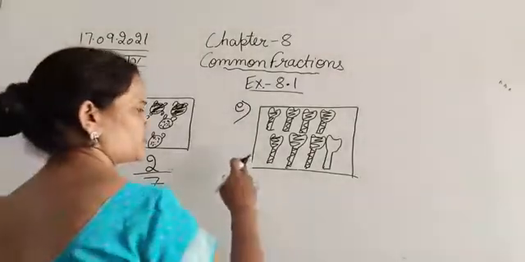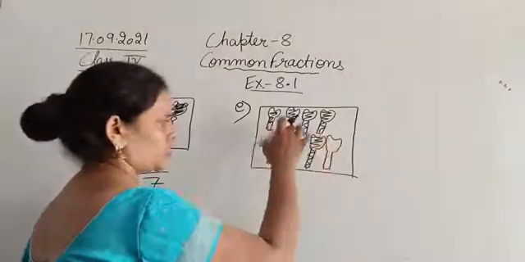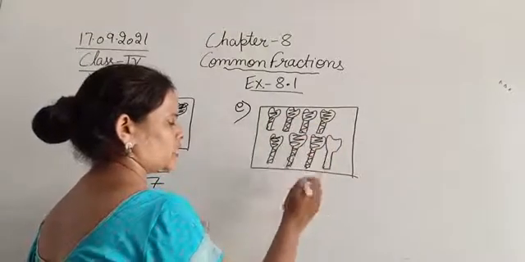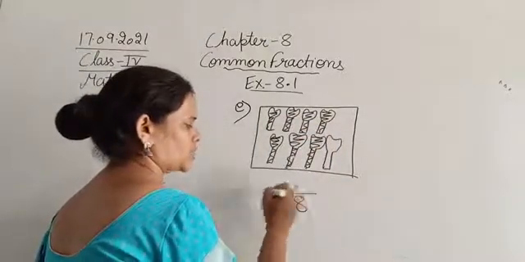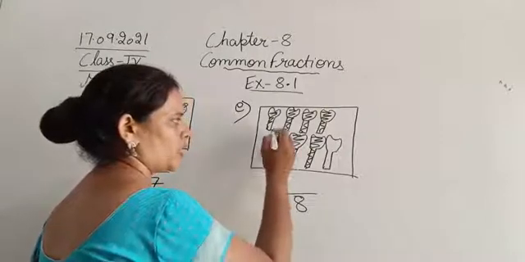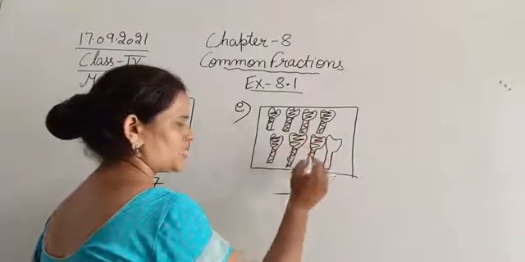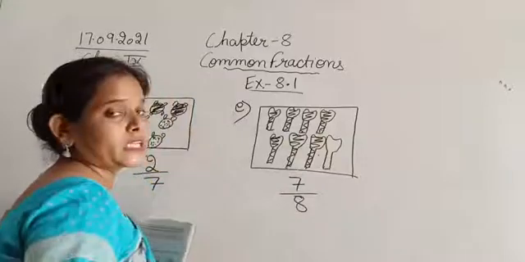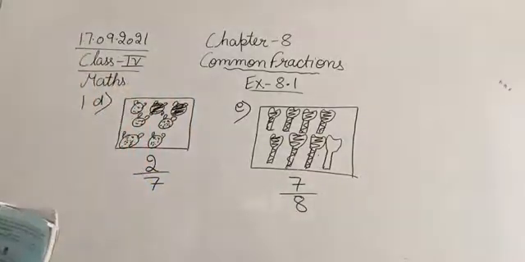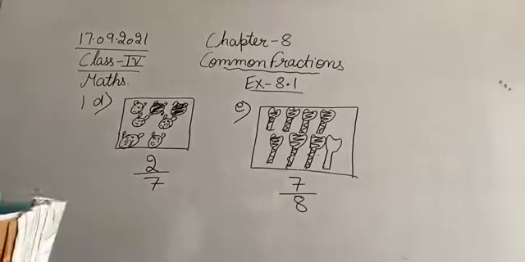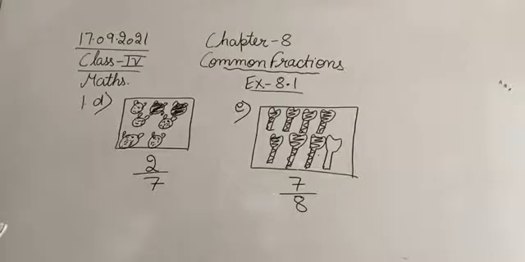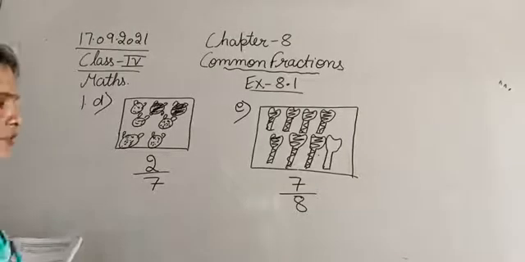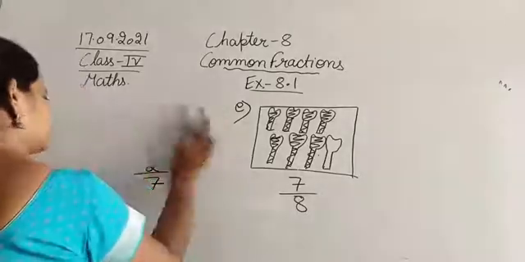So the total number of keys, or whatever the figure is given, is 1, 2, 3, 4, 5, 6, 7, 8. The total is 8. How many are shaded? 1, 2, 3, 4, 5, 6, 7. So out of 8, 7 are shaded. So the fraction is 7 upon 8. Chalo. Moving next to the F part.